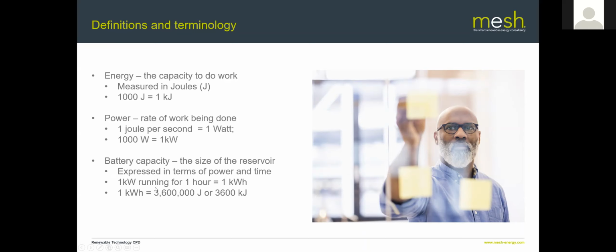Obviously, working with such large numbers is quite inconvenient, so that's why kilowatt hours came up. A typical battery that you might put on a typical house might be in the range of between maybe 5 kilowatt hours and 15, 20 kilowatt hours. So you're talking about relatively sensible numbers.